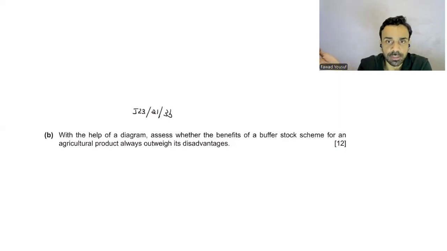The question is purely about buffer stock. It has nothing to do with any other strategies in the agriculture product market that you can talk about. It's purely about how buffer stock works and how it doesn't. लेकिन 12 mark के अंदर they have asked for a diagram.